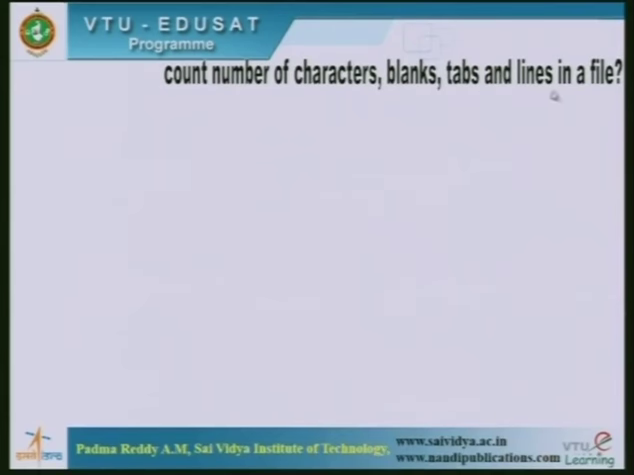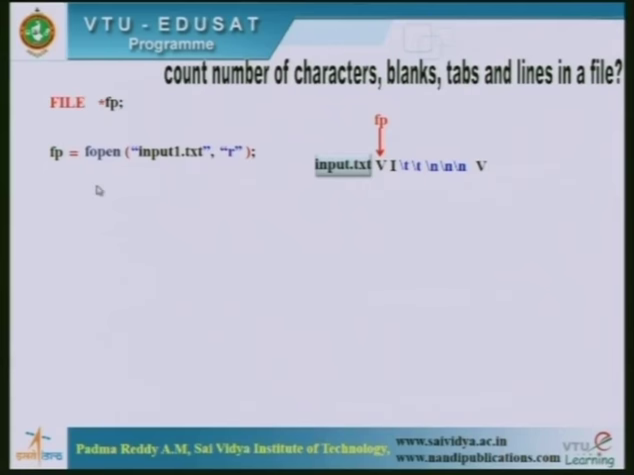Now the last program in our class is to count the number of characters, blanks, tabs and lines in a file. So we have input, say some characters, vi, backslash t, backslash t, 3, backslash n, followed by one space and v here. Let us open this file in which mode? Read mode. And this is your file pointer that will be copied into which variable? FP. Declare FP as a file.